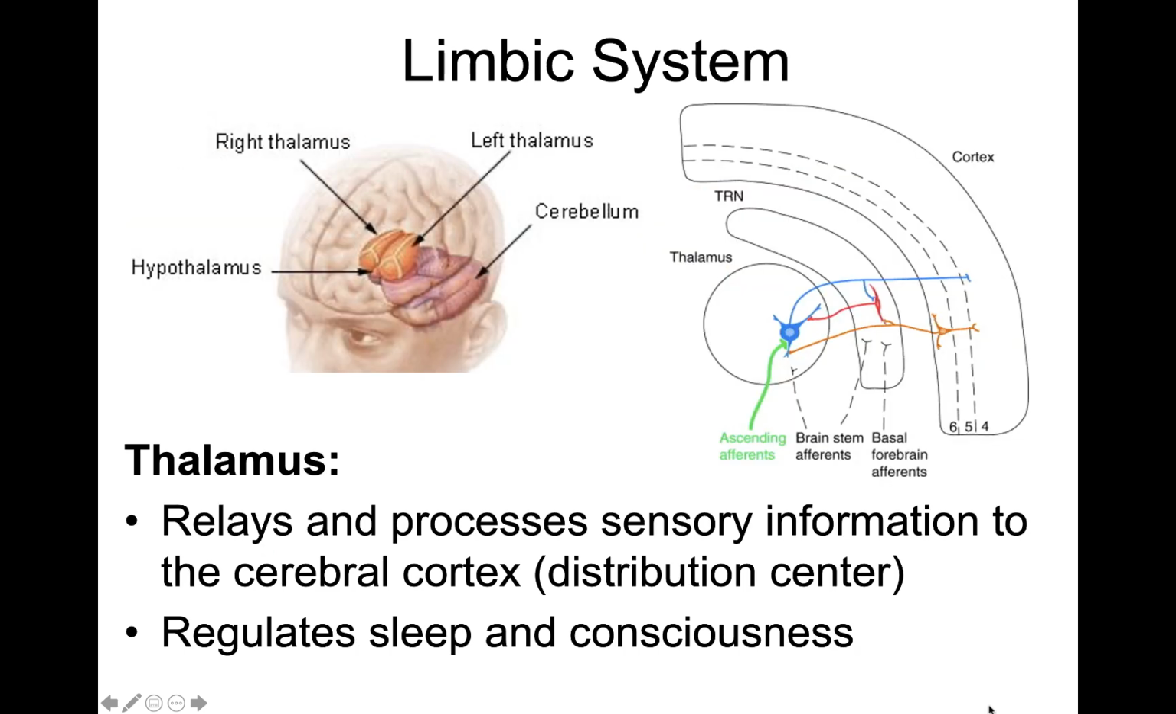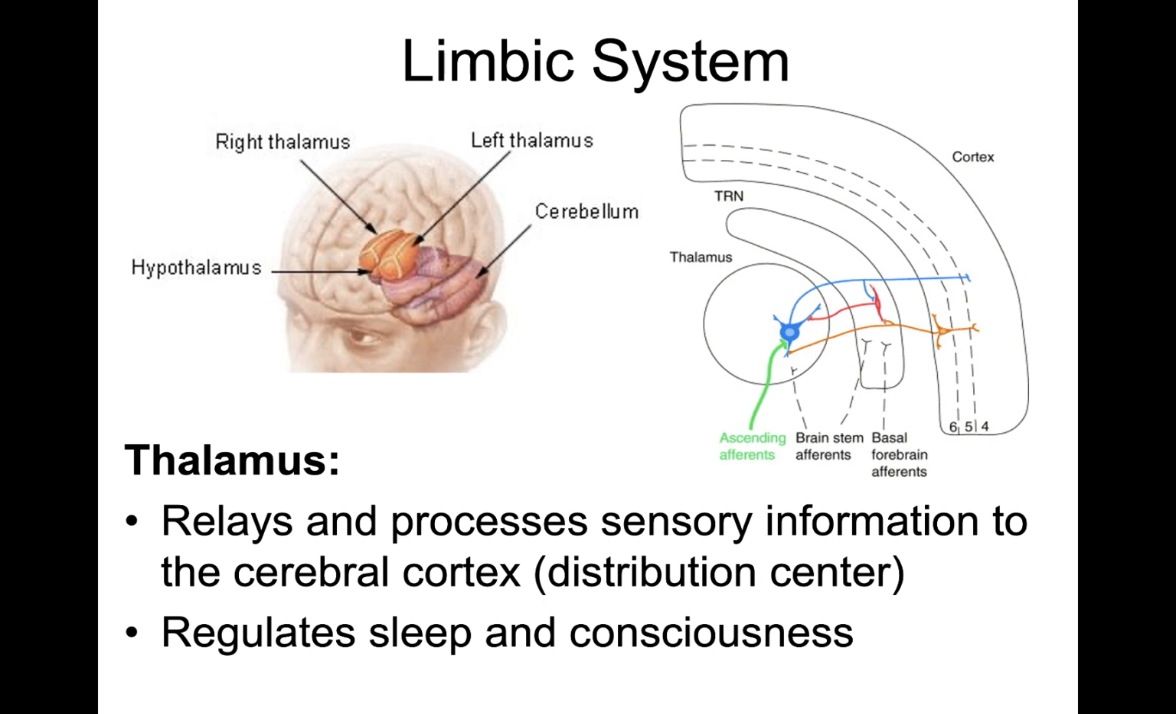The next structure that we have is the thalamus. This is the part of the brain that you can see here, and it looks like a bird egg, and there's a right and left thalamus, so it's paired. The purpose of the thalamus is to relay and process sensory information to the cerebral cortex. So it's like a distribution center.